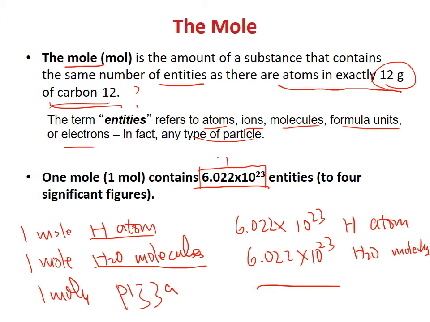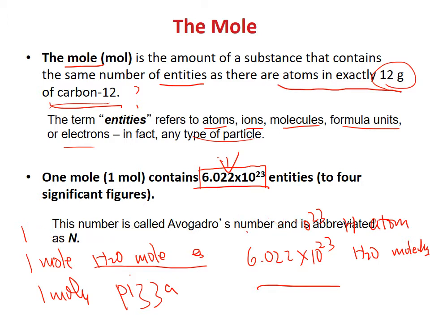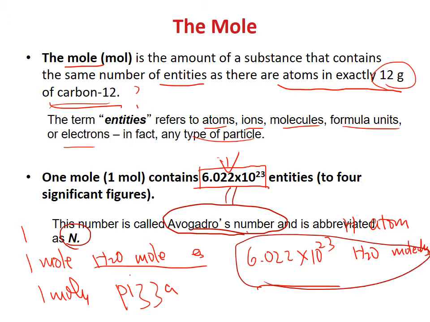Now this number is also called Avogadro's number. Avogadro's number equals 6.022 times 10 to the 23rd and is abbreviated as N. So we can say we have Avogadro's number of water molecules, and that means we have 6.022 times 10 to the 23rd power water molecules.